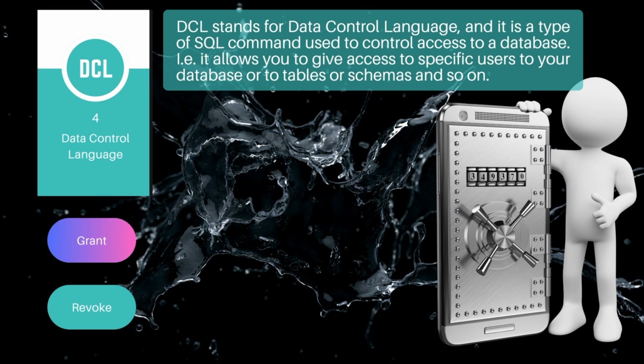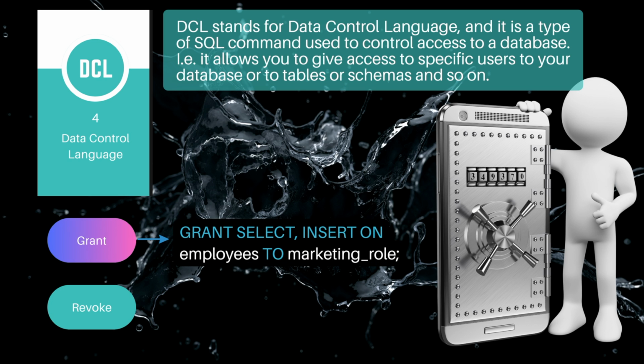The grant command is used to give users or roles permission to access objects or perform actions in the database. It specifies the type of permission, the user or role, and the object or the action to which access is granted. For example, this particular command grants the marketing role the permission to select and insert data on the employee table.